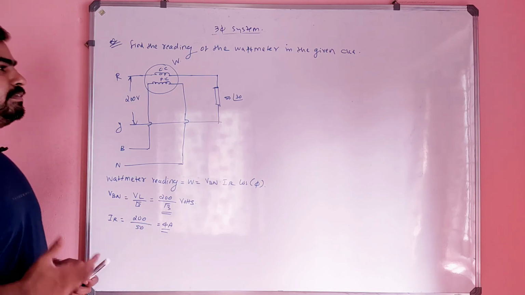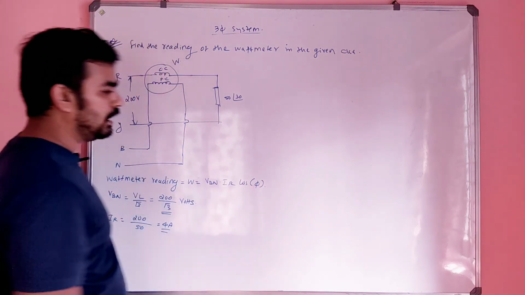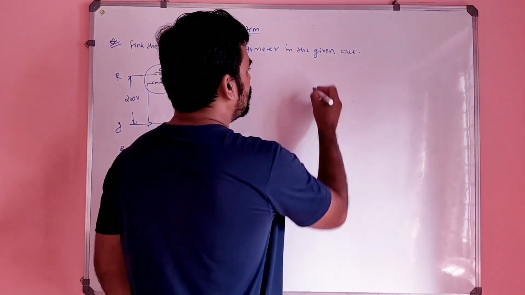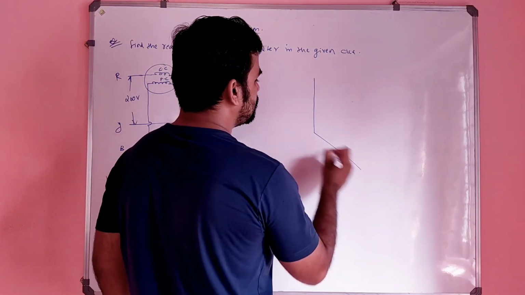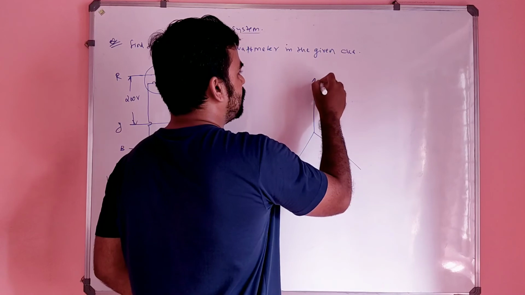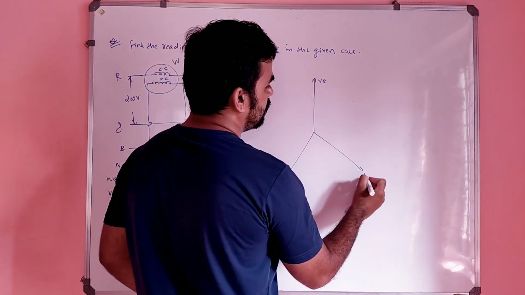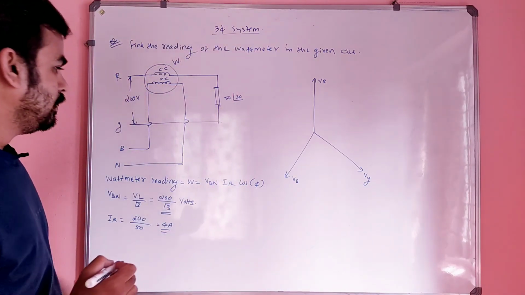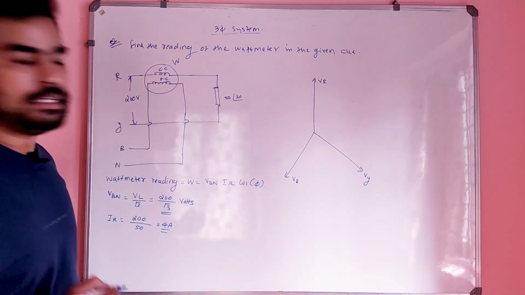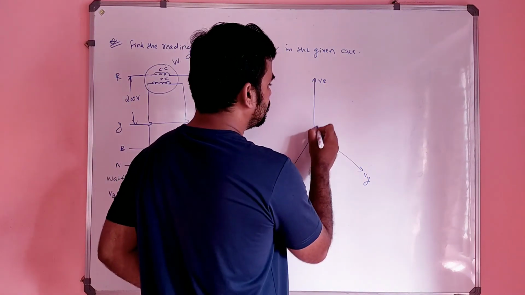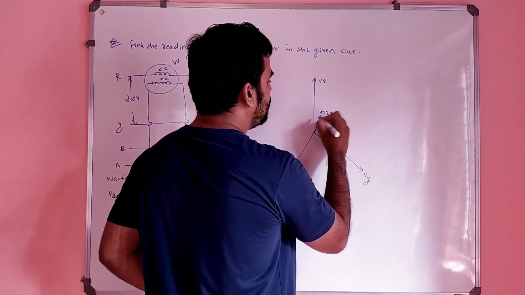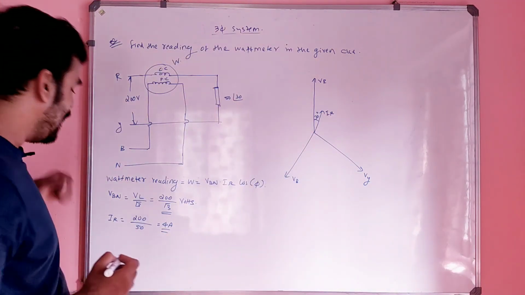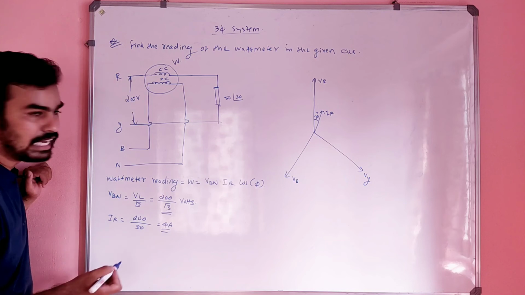Then our real task is to find the angle between VBN and IR. This is a balanced supply, assume VR, VY and VB are balanced. The impedance is 50 angle 30, which means the current is lagging, so IR lags behind the voltage by an angle of 30 degrees. We have to find the angle between VBN and IR.